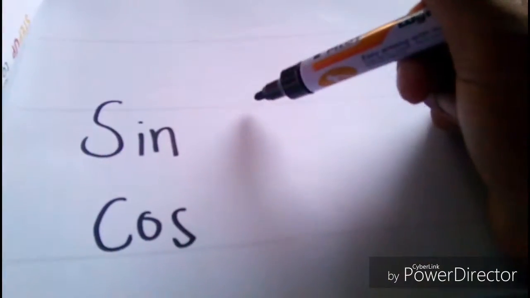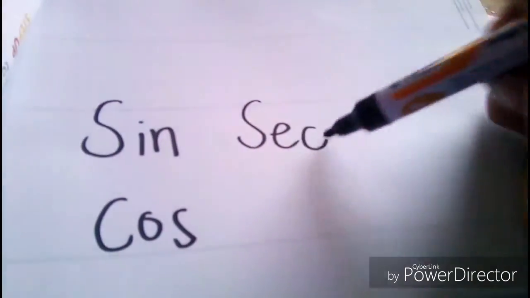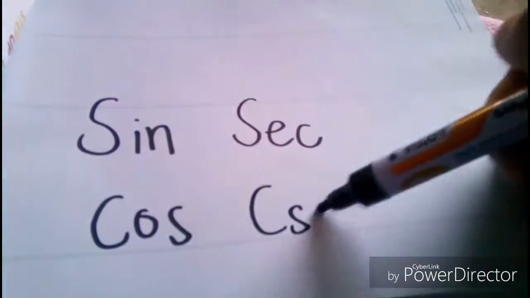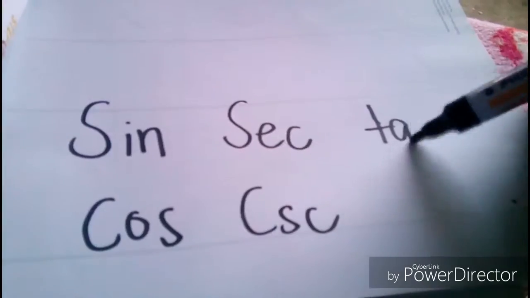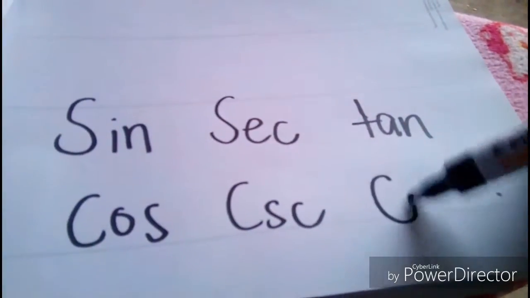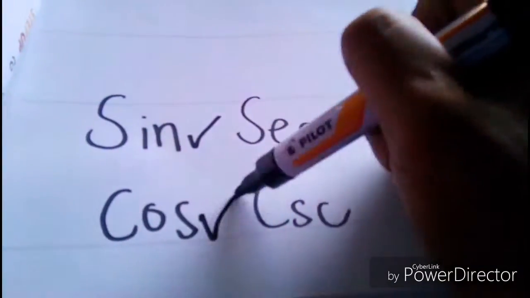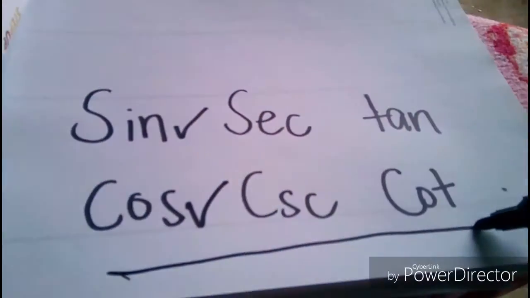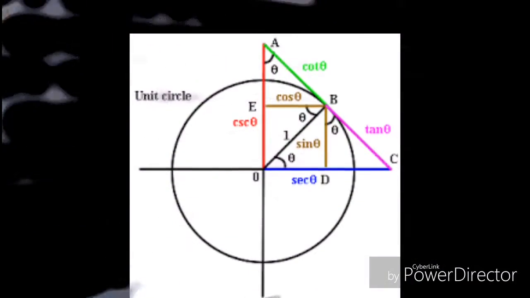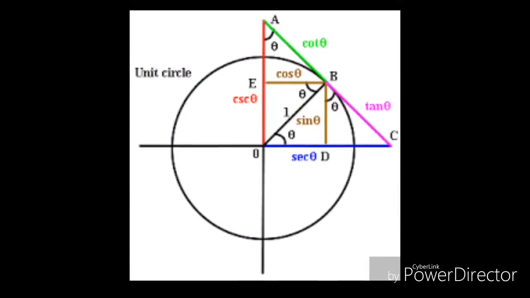But before that, let us now recap on the six trigonometric functions. We have the cosine, the sine, the secant, the cosecant, the tangent, and the cotangent. The cosine and the sine are the only trigonometric functions that we are going to use in finding the coordinates of the three special angles.